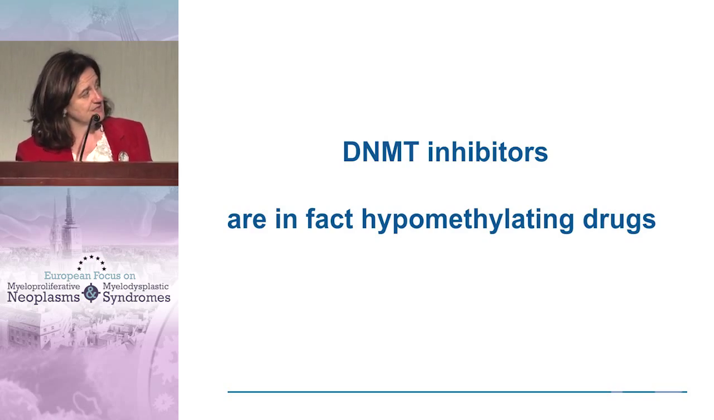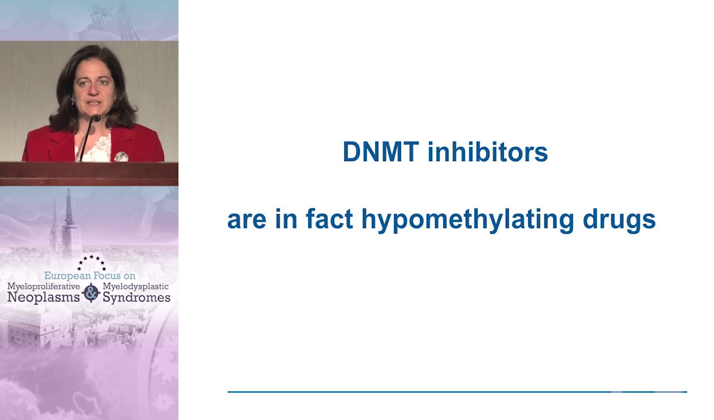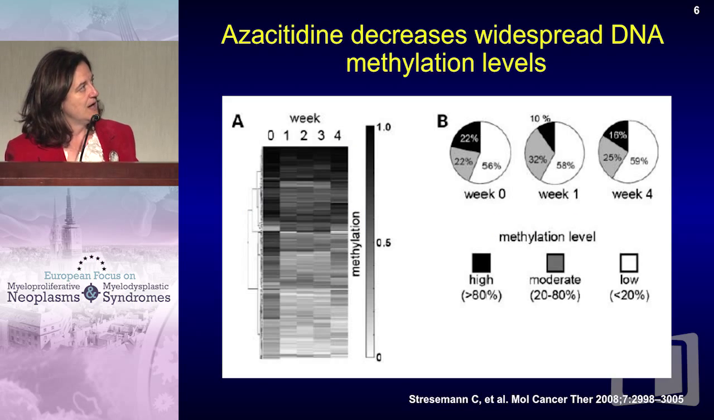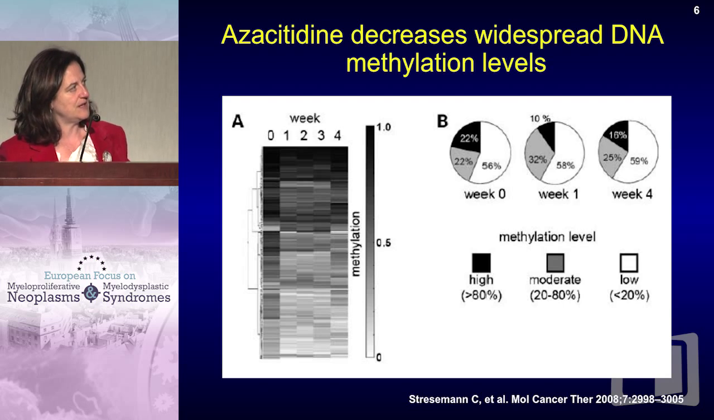And what we call DNA methyltransferase inhibitors are in fact active as hypomethylating drugs. It's not just the name that we're giving them. Azacitidine decreases the level of methylation. You see here, if you take cells ex vivo, and you treat in vivo, and then you check at week 0, week 1, and week 4, you see that in black you have heavy methylation, which goes down immediately after treatment and then tends to grow up again while the time passes by.